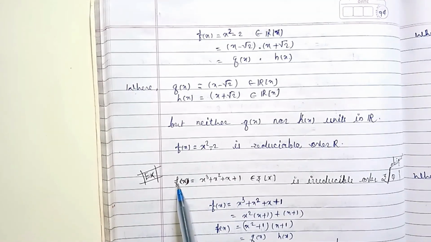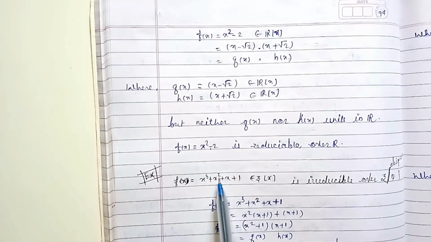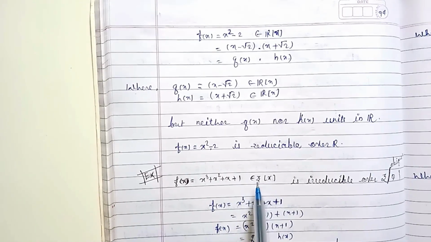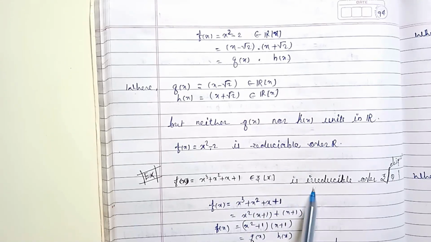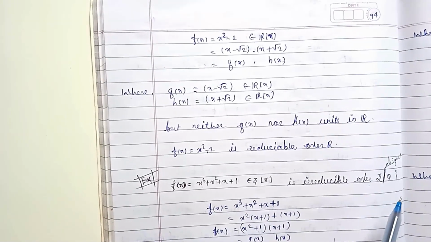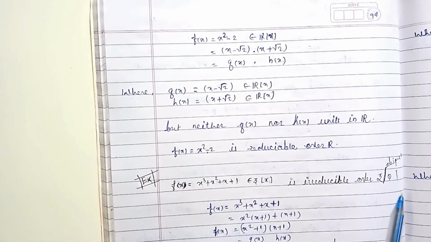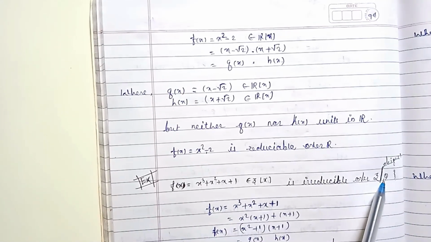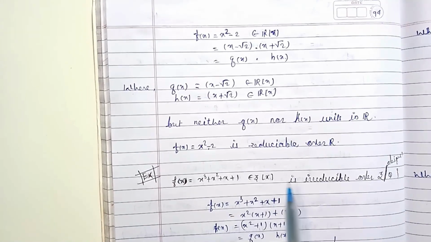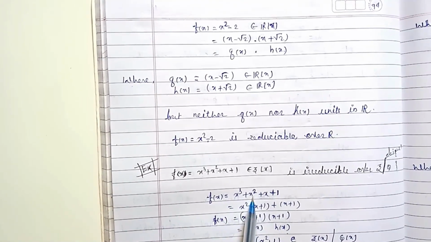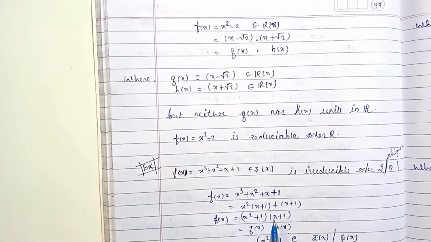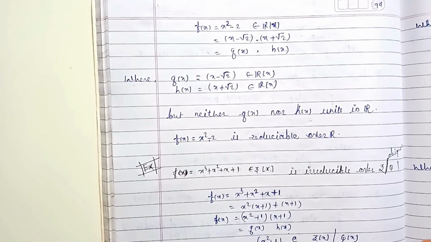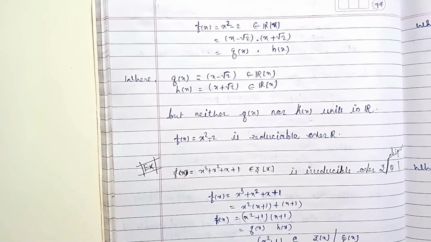Next example, our polynomial is x cube plus x square plus x plus 1, which belongs to the integer polynomials Z[x], and we have to check whether it is irreducible over Z or Q or not. So f(x) is x cube plus x square plus x plus 1. Try to factorize our polynomial, take this polynomial f(x) as g(x) into h(x), and verify whether our given definition is applicable or not.